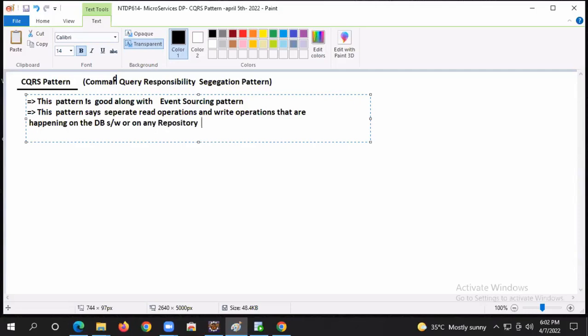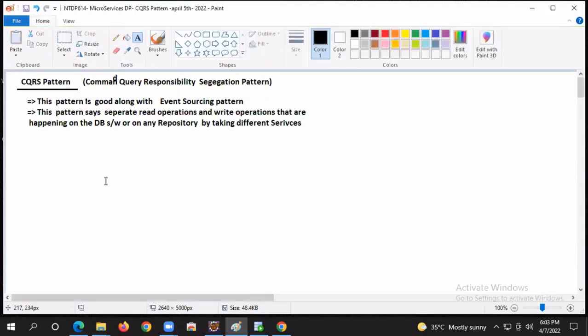by taking different services. Okay, by simply taking different services.